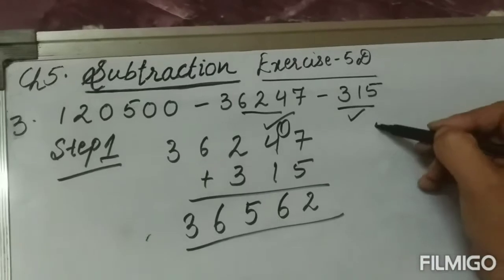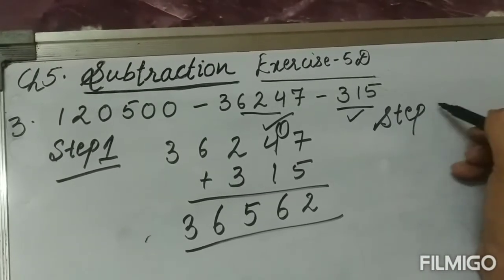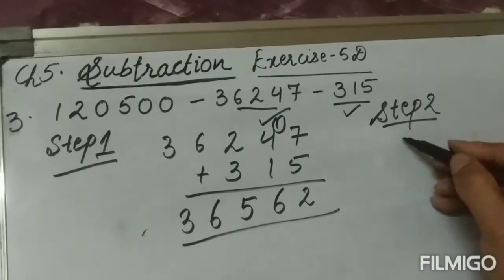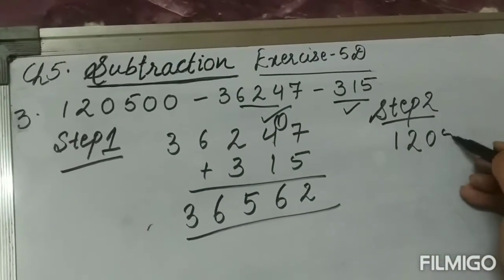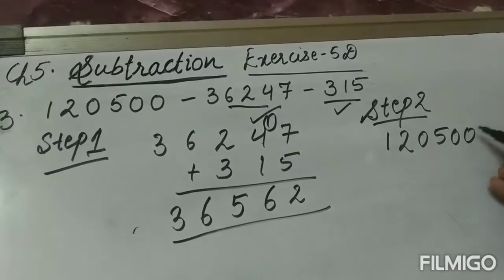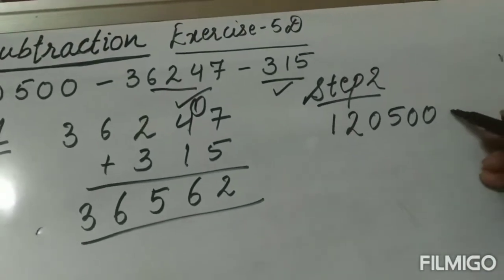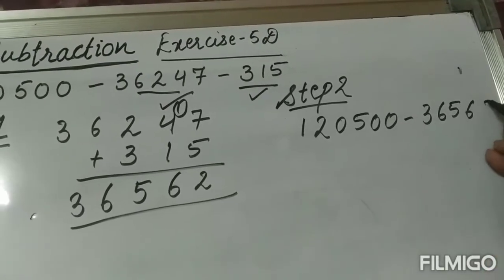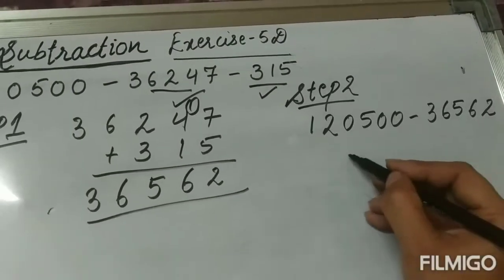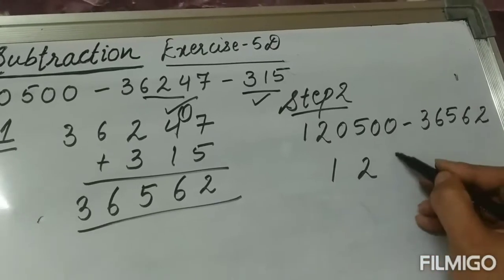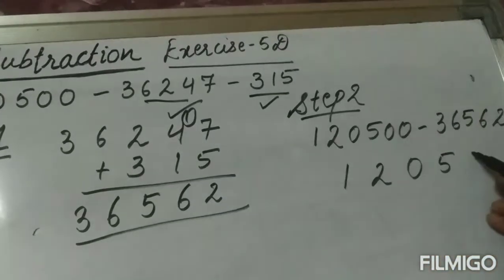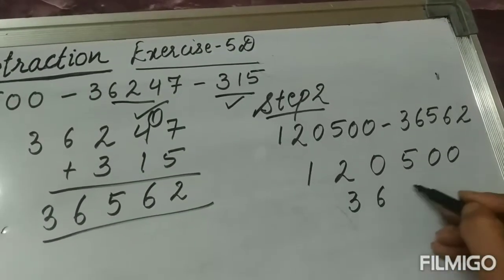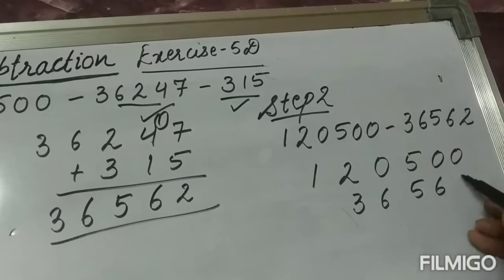Now in the second step we will subtract this number from this number. So our question has become 120500 minus 36562. We will subtract these two numbers. Start subtracting. 120500 minus 36562.